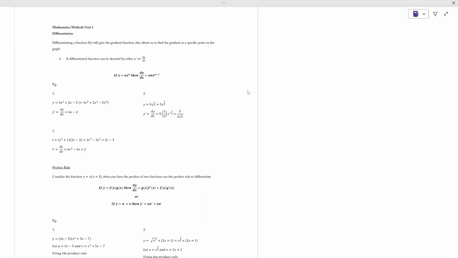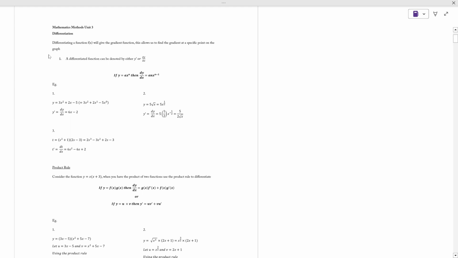Alrighty, differentiation. This is probably the first time that you come across this topic or this word even, but differentiation is basically a form of calculus. When you differentiate a function, it'll give you the gradient function, which allows us to find the gradient at a specific point on the graph.